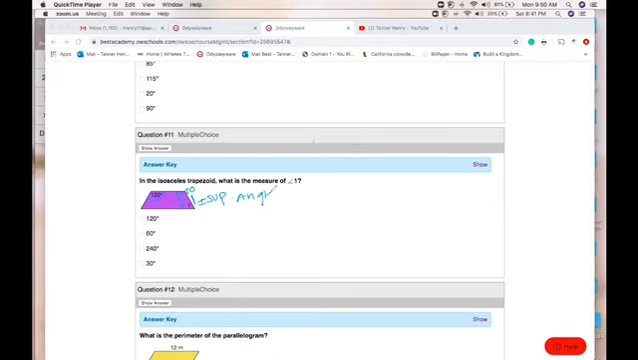So I got X plus 120, let's see, equals 180, because supplementary angles add up to 180. And then we just do the same thing, solve for X. Subtract 120, that cancels out to both sides, X equals 60.